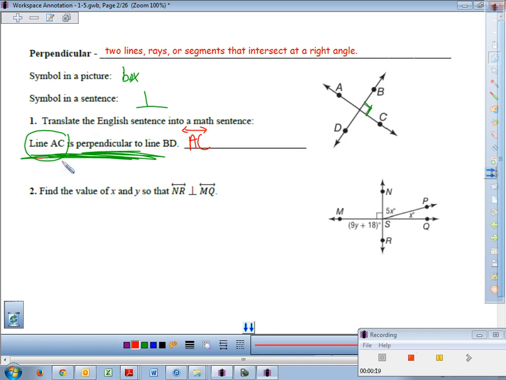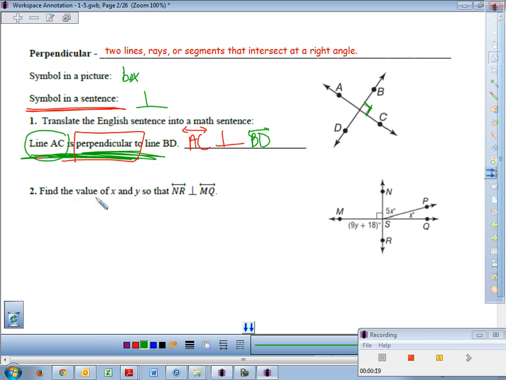Then is perpendicular to. So this is a sentence, correct? We need the symbol in a math sentence. Should we put the right angle box, or the upside down capital T? Boom. And then line BD comes next. That's pretty simple. So that right there is taking the English sentence of line AC is perpendicular to line BD and putting it into straight, old math symbols. Cool?